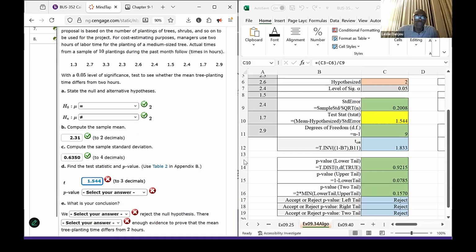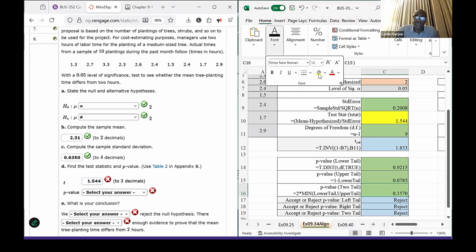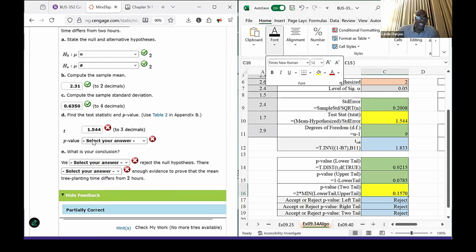And once again, which p-value am I using? I'm using my p-value for two-tailed. But since these are drop downs, just get it right. All right, let's wrap this up with the last one.